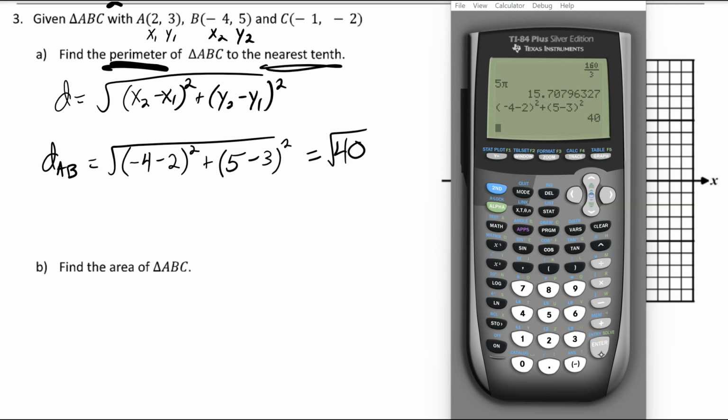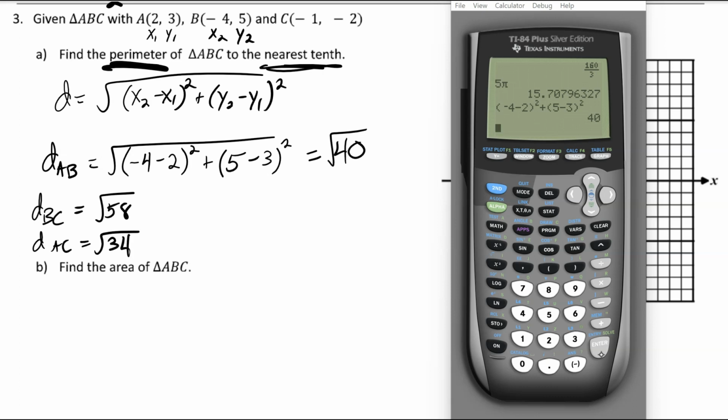It says to the nearest tenth, but I want to wait till the end to calculate that to the nearest tenth. Now, if you use the distance formula for the other sides, the process is exactly the same, just with different points, you'll find that the distance between B and C is radical 58, and the distance between A and C is radical 34.